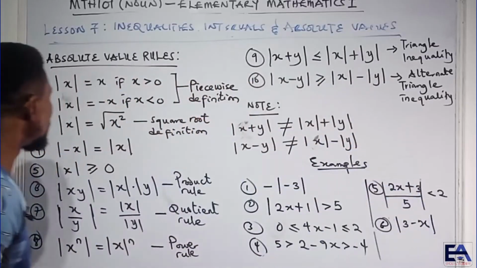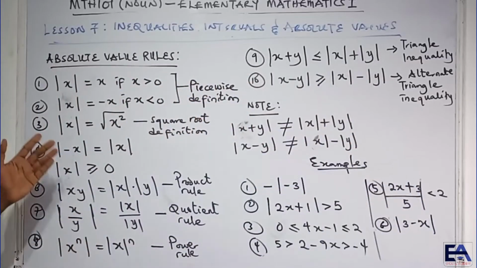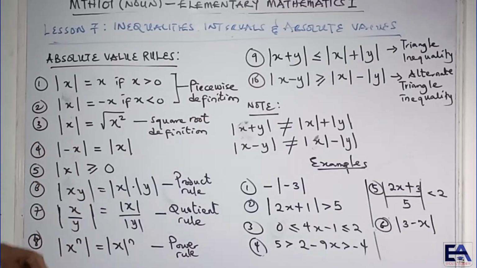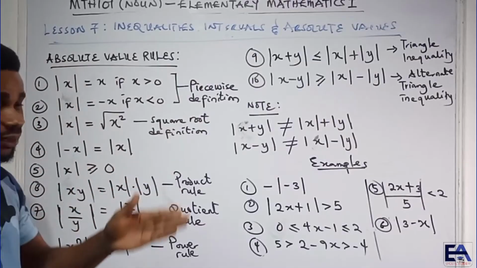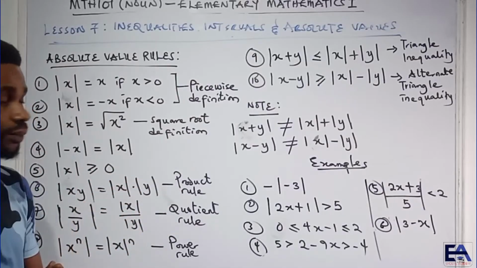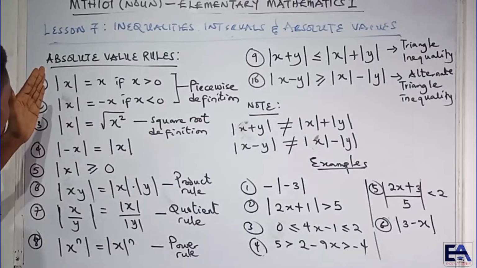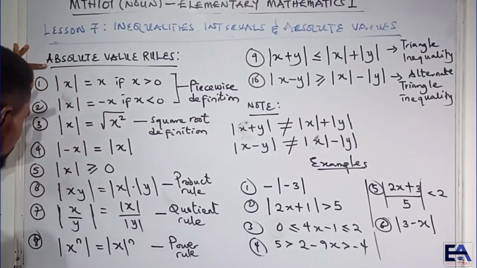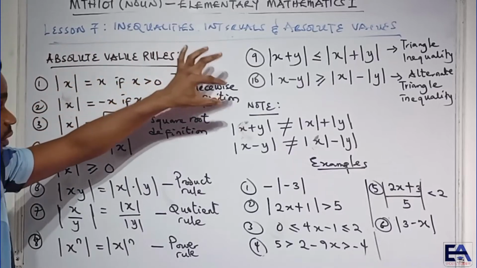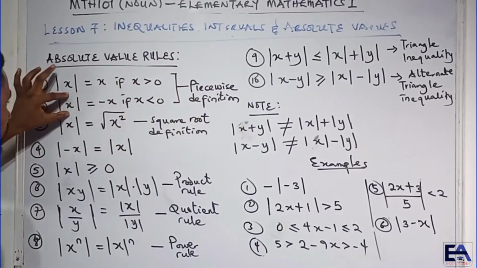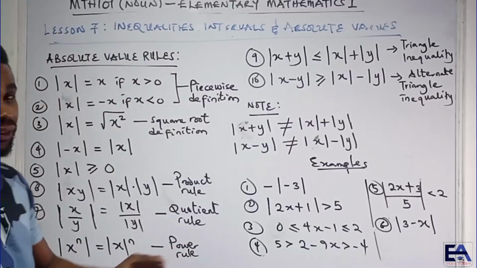Now, looking at the very first rule here, we call it the piecewise definition. I stated those rules in the previous video. The definition has to do with the fact that the absolute value of x is equal to x if x is positive, and the absolute value of x is minus x if x is negative.